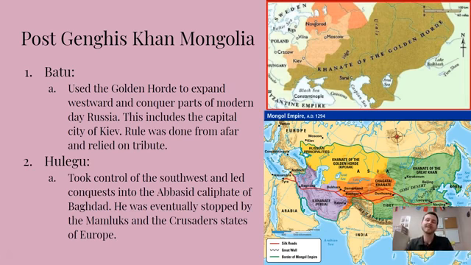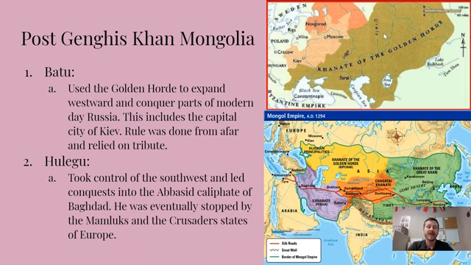Now, eventually, though, we see that the Mongol Empire breaks up after the death of Genghis Khan. And it's broken up into various segments. The first segment is known as the Batu. They use the Golden Horde to expand westward and conquer parts of modern-day Russia. So here in this top image, you can see the use of the Golden Horde.